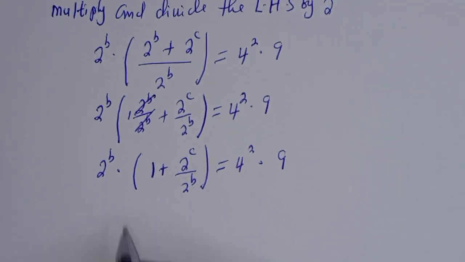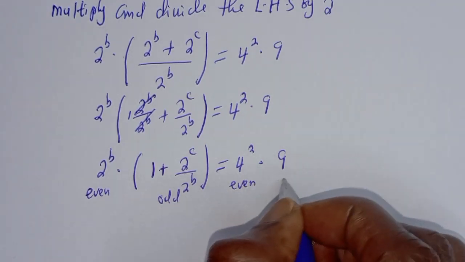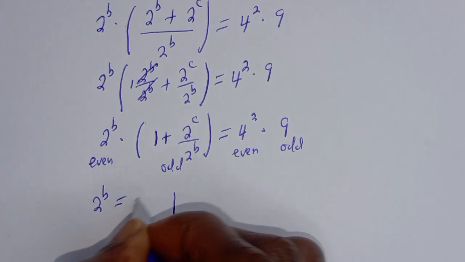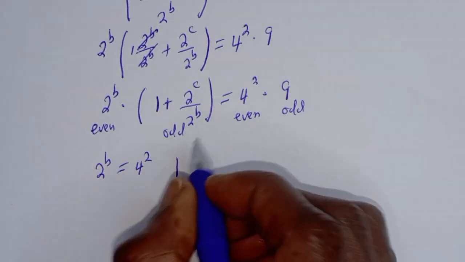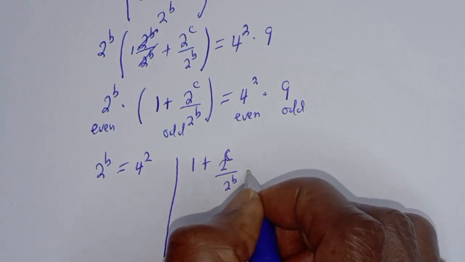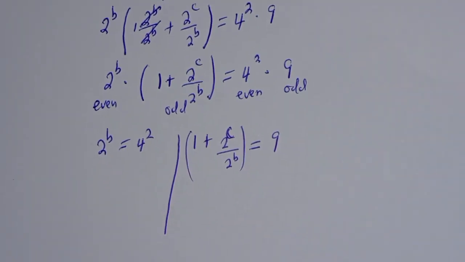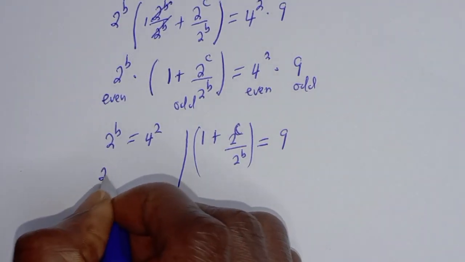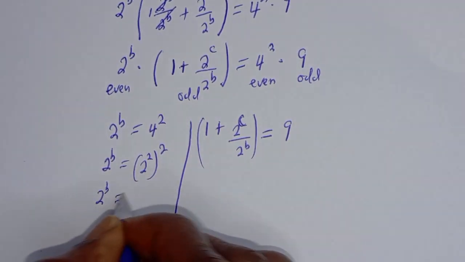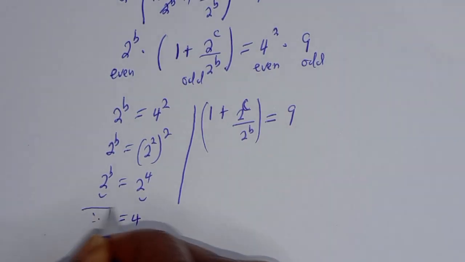Then if you look at these two, this is even, this is odd, here is even, and here is odd. Then let's compare. 2 to the power of b is equal to 4 squared, and 1 plus 2 to the power of c over 2 to the power of b is equal to 9. Then from this side, we have 2 to the power of b is equal to 2 squared. Then 2 to the power of b is equal to 2 raised to the power 4. Because of the same base 2, therefore, b is equal to 4. This is the value of b.